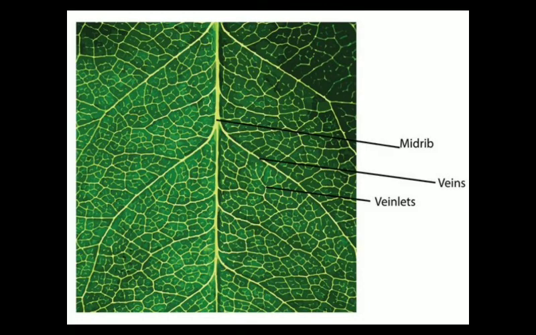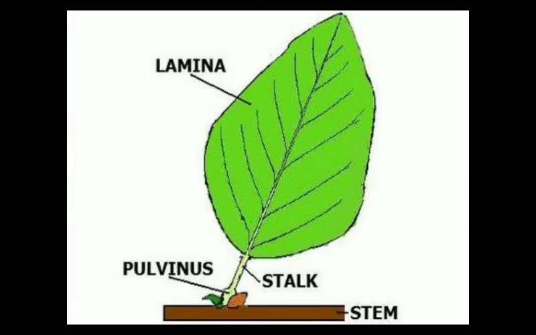In this diagram you can see the midrib, veins and veinlets. This structure is the midrib, and from the midrib many veins arise, and from these veins, this further network-like structure you can see. So these are the veinlets.